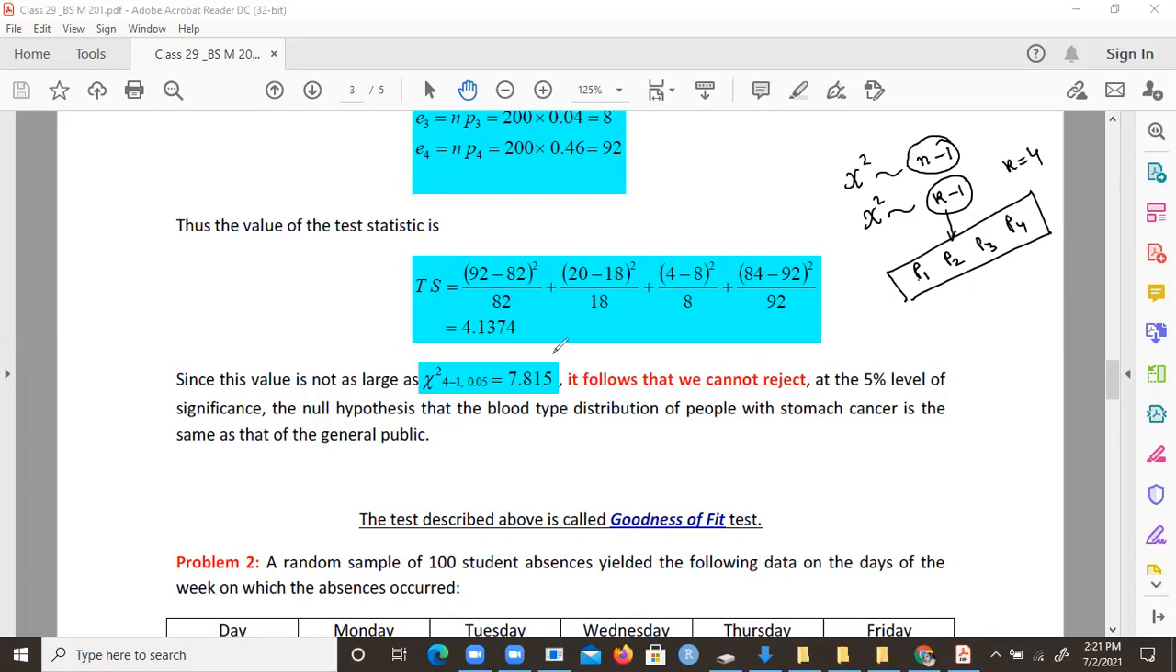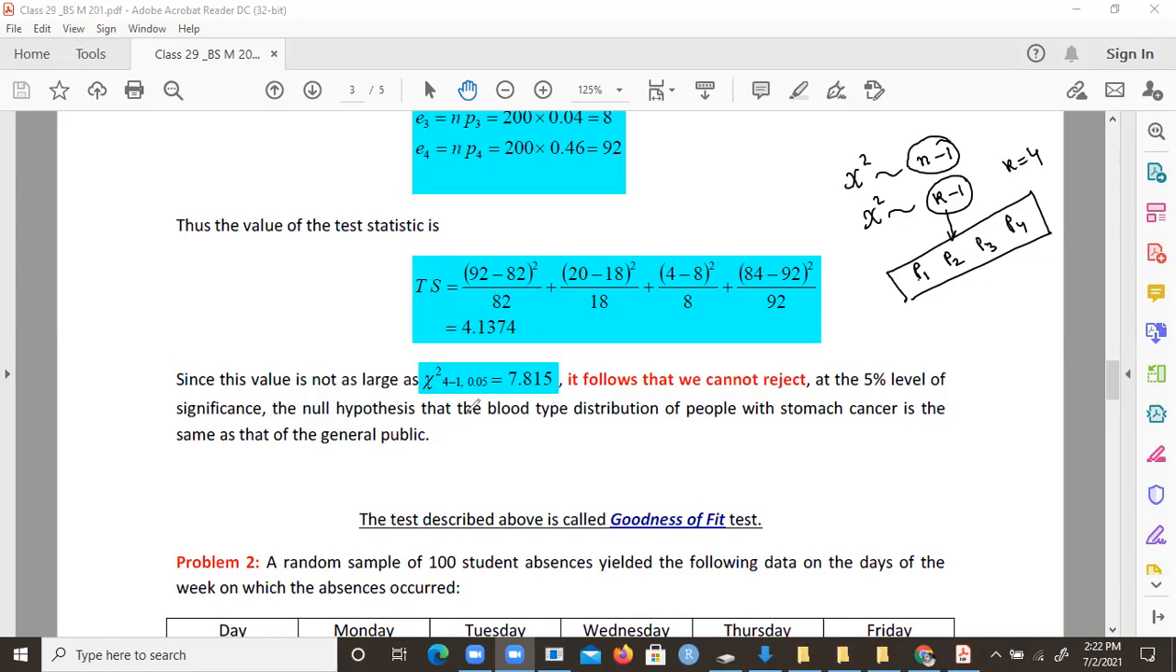Now 4-1 means 3. So at 3 degrees of freedom, the tabulated value of chi-square at 5% level of significance is 7.815. Our test statistic is 4.13, which is less than 7.815, and we know if the test statistic is less than 7.815, then we fail to reject the null hypothesis at 5% level of significance.